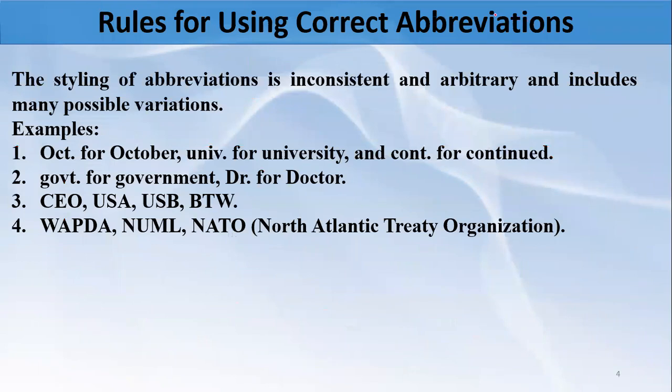Now, rules for using correct abbreviations. Why do we need to learn the rules for using abbreviations? We need to learn the rules because these abbreviations are very inconsistent, there is no consistency. And they're very arbitrary, sometimes there is no direct connection between the abbreviated form and the complete form. And there are some possible variations as well. So due to these three reasons, that abbreviations are inconsistent, they are arbitrary, and there are possible variations, that is why we need to learn the rules of abbreviations.